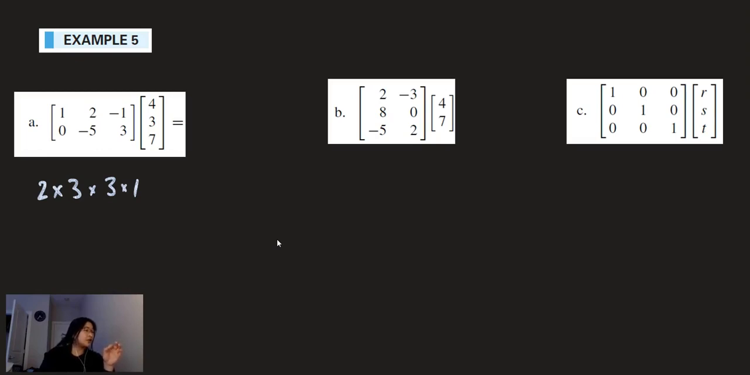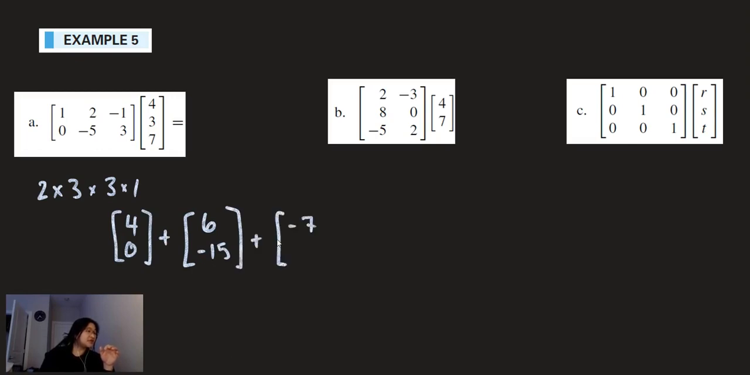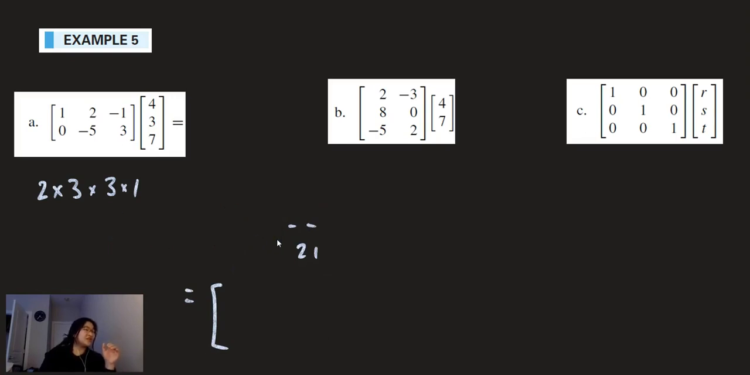4, 0, plus 6, negative 15, plus negative 7, 21, and I think we did this already. We get, what is that? Oh, no, we were supposed to do this with our rows. That's my bad. So that was the old way of doing it.